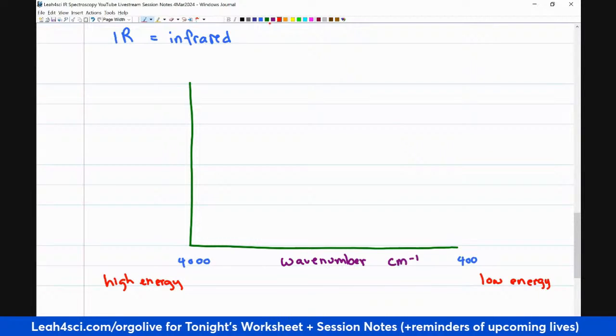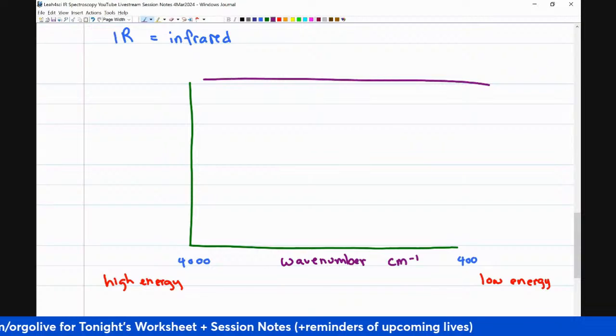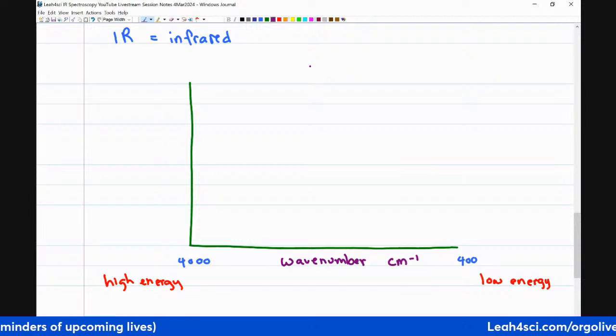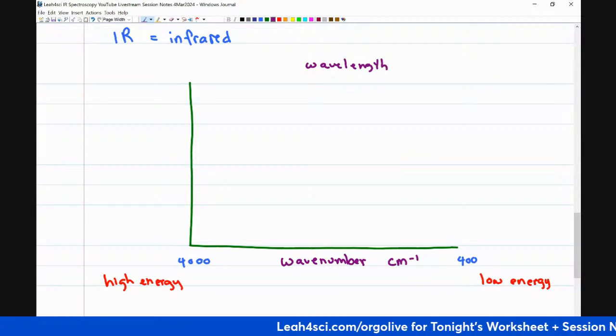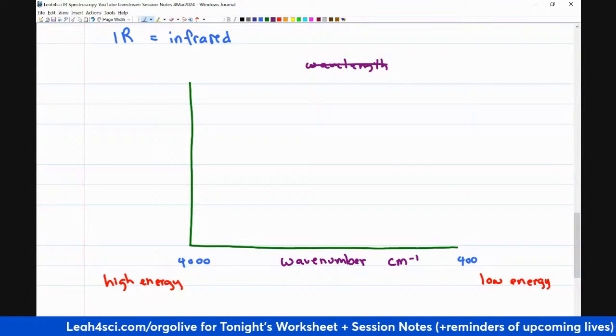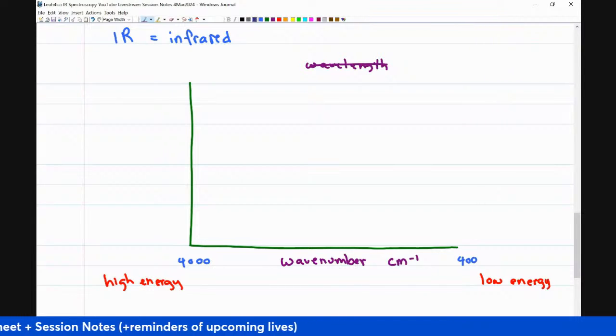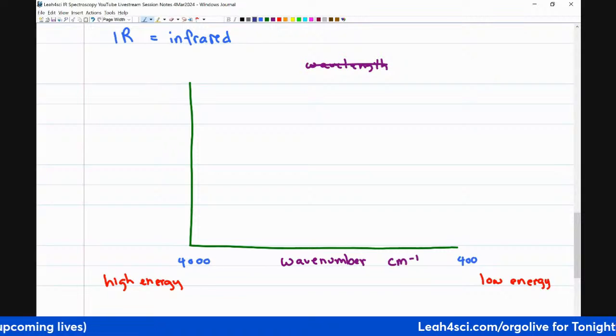At the top, you'll sometimes see another unit of measurement there, and that is the wavelength in micrometers. But honestly, I've never had to look at this for a problem, so we're going to completely ignore the fact that wavelength goes at the top. And then what we have on the y-axis, that is the percent transmittance.